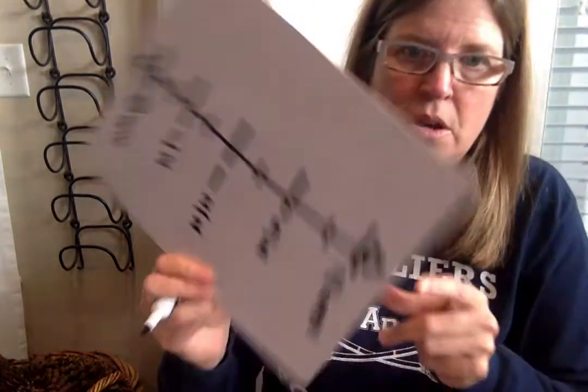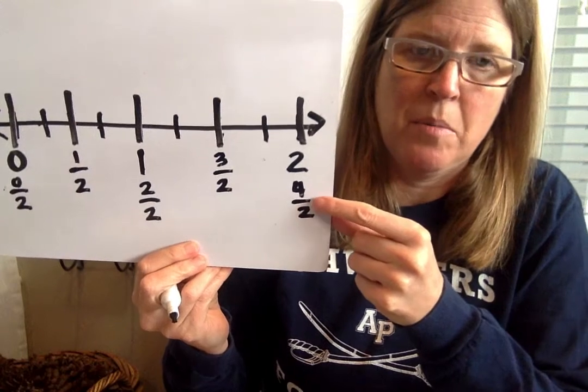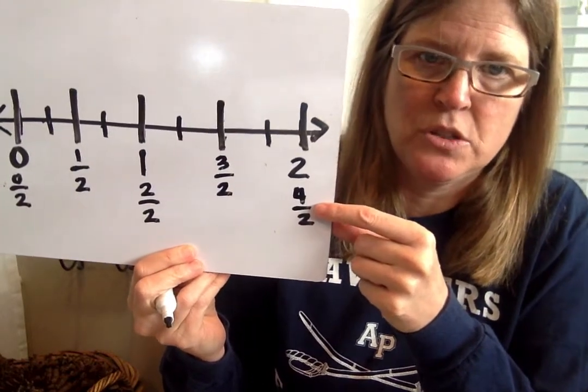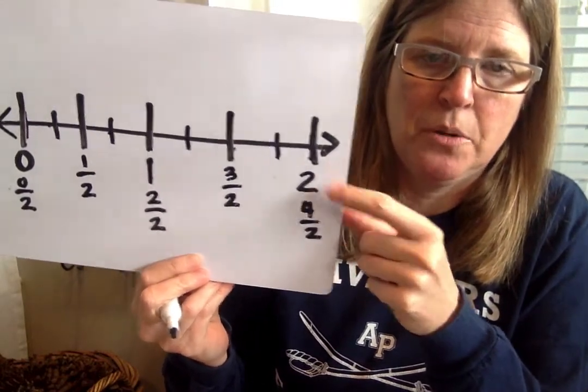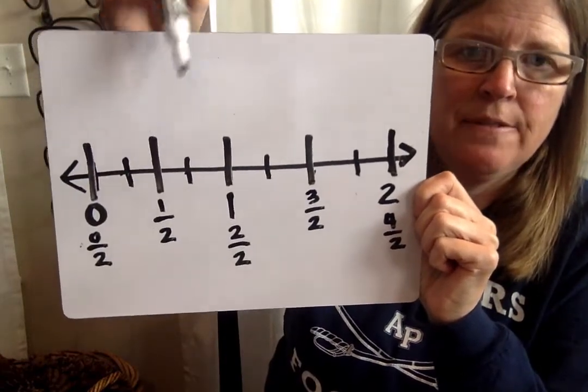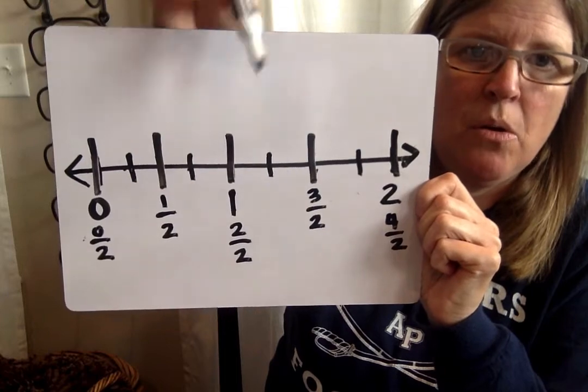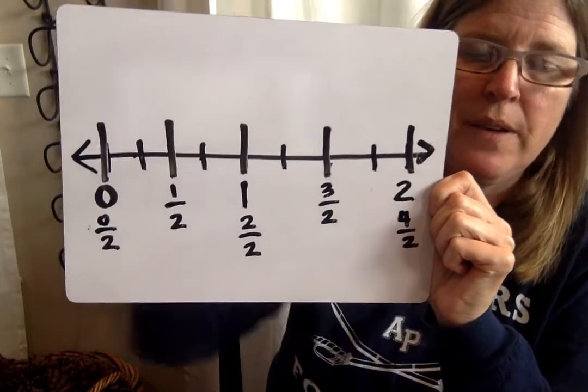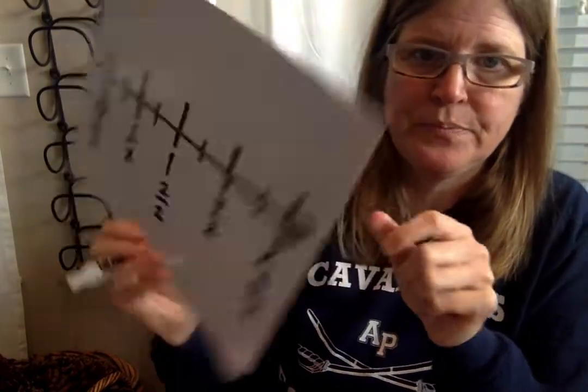All right, and then I'm going to label the next tall line 3/2. And then 2 is equal to 4/2 because, remember we said that the fraction sign can be used as a division sign, 4 divided by 2 is 2. All right, so look, 0/2, 1/2, 2/2 is equal to 1 whole, 3/2, 4/2. Now you found 4/2, which is part of the problem. It's equal to 2. Now we're going to label the fourths.